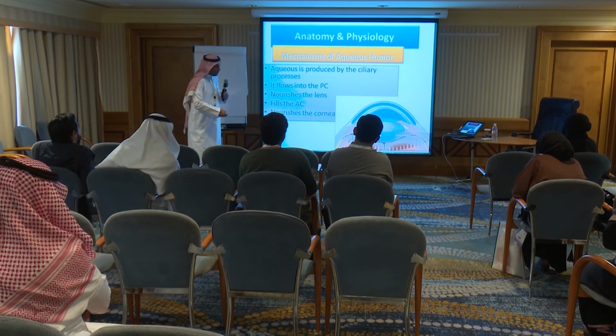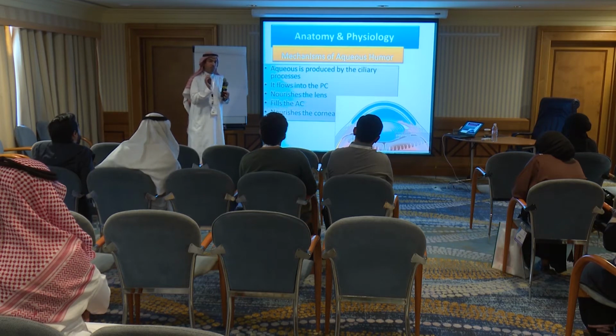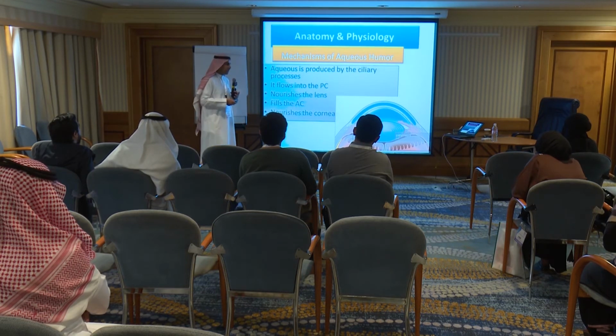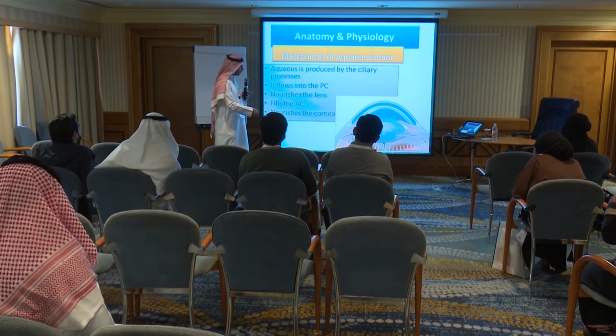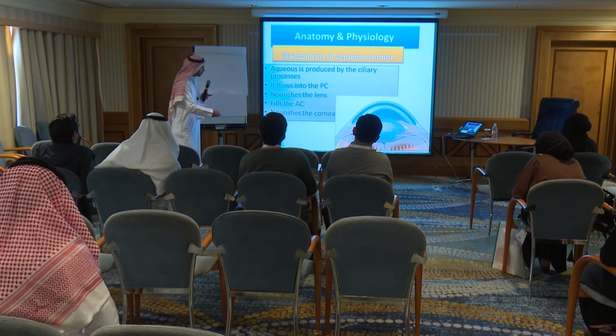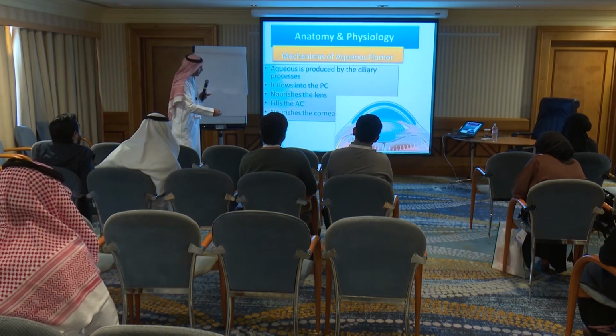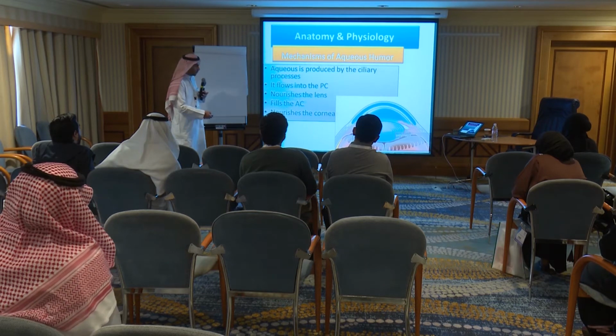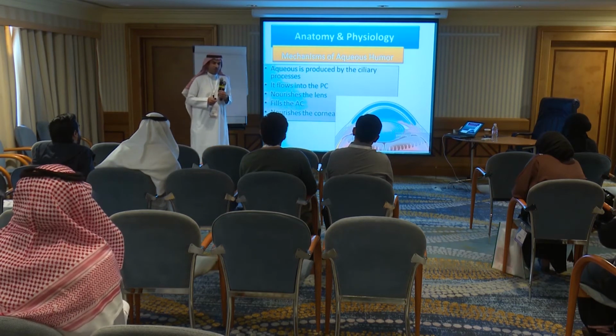You know, our lens is avascular, it has no blood vessels. So the job of aqueous humor in this area is to nourish the lens. Then it goes through this hole. What is this hole? What do we call it? This hole in the center of the iris.